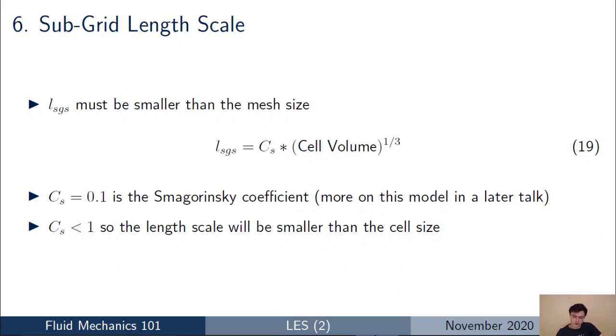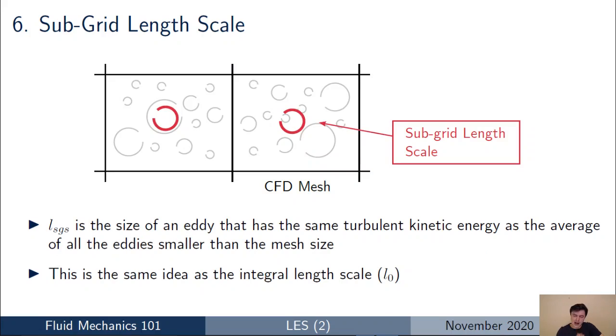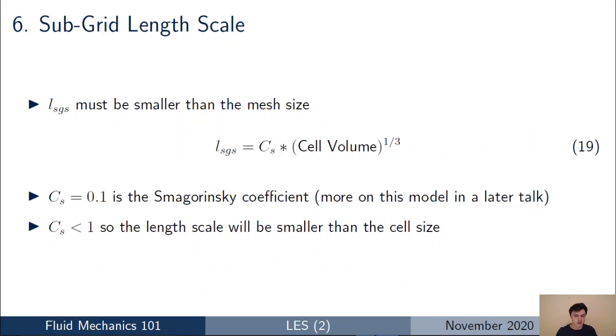And so if we think back to that diagram, how large do we expect that representative eddy to be? Well, physically, the eddy can't be larger than the cell. That eddy has to be contained within the cell. And so what we could do is specify the length of that eddy as a fraction of the cell size. And in practice, that's what people do.